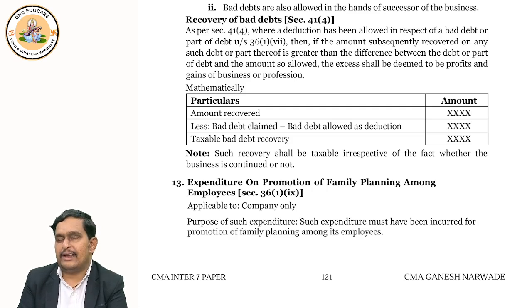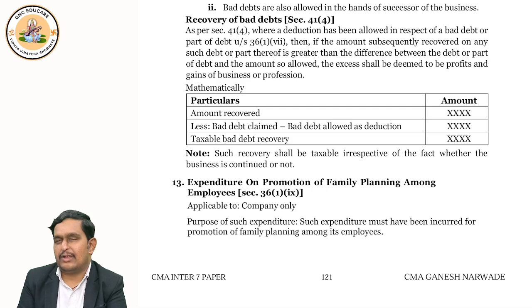Now, to claim bad debts, your business should continue. If you stop the business, can you actually claim bad debts? The answer is no. Your business should continue. That's the condition. Then only you can claim it as bad debt. For a discontinued business, there cannot be any bad debts. Very good. If bad debts are recovered later, after your closure of business, still it is treated as income under section 41.